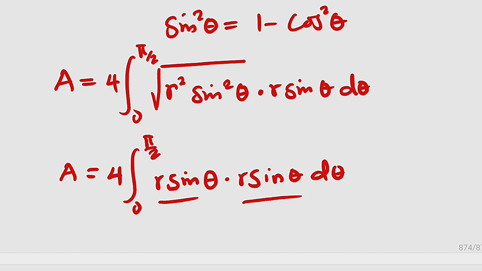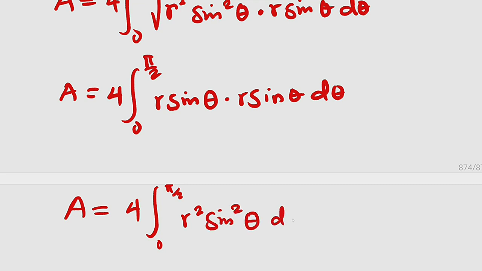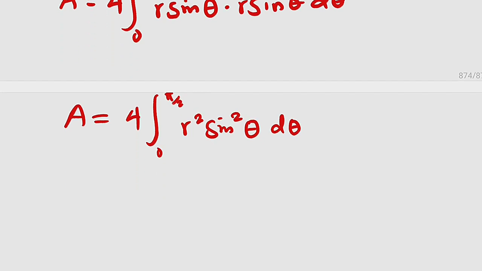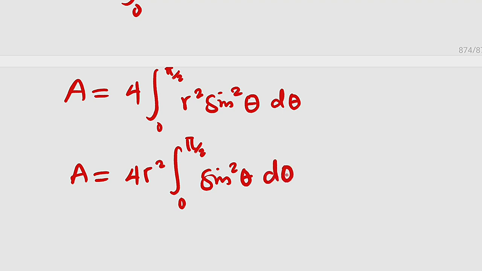You can see these two functions are exactly the same, so we can just square them. A is equal to 4 multiplied by the integral from 0 to pi divided by 2 of r squared sine squared theta d theta. And you should know that r squared is constant here because we are integrating with respect to theta. Therefore, we can bring it out. A is now equal to 4 multiplied by r squared as you bring it out, multiplied by the integral from 0 to pi divided by 2 of only sine squared theta d theta. Okay, now we are going to derive another identity.